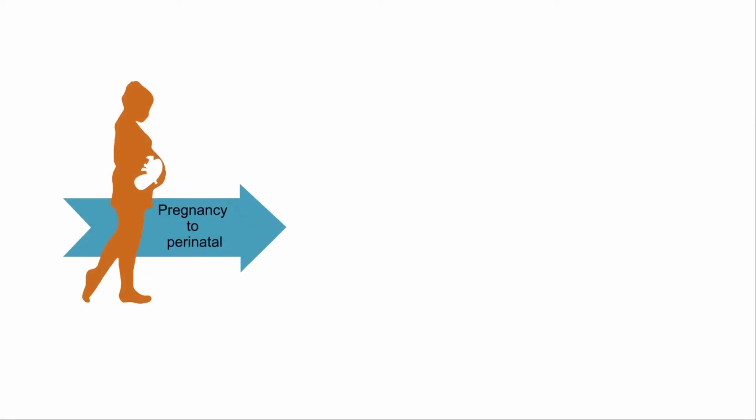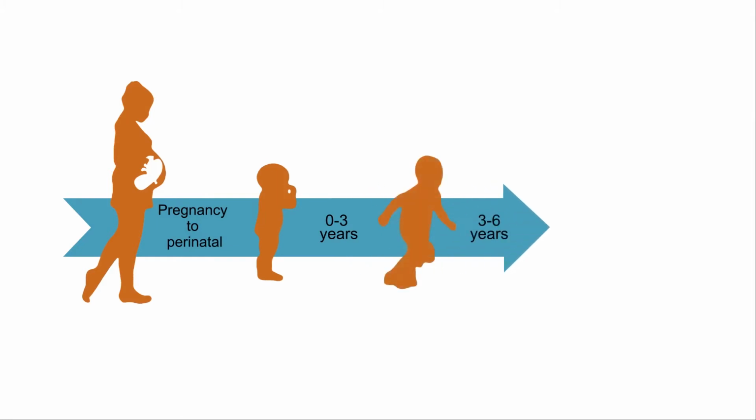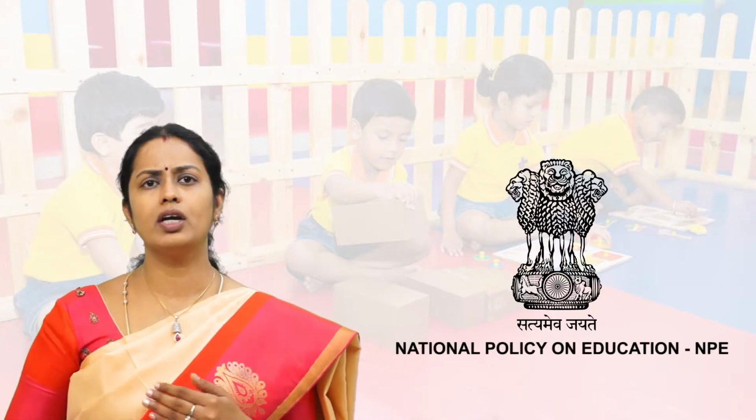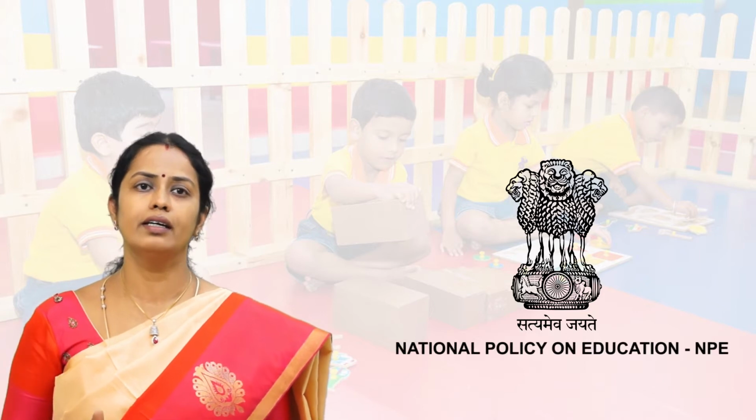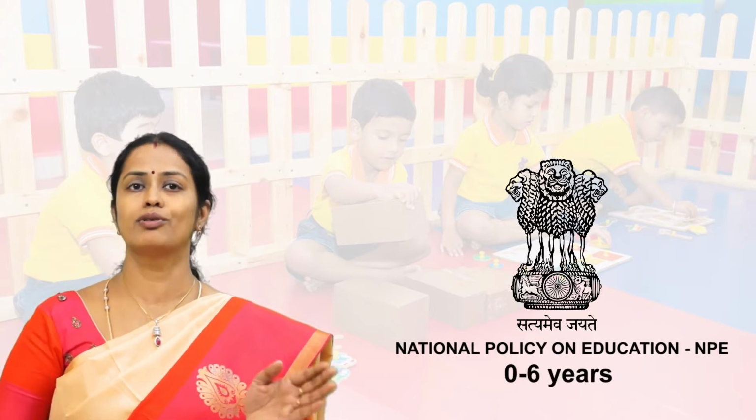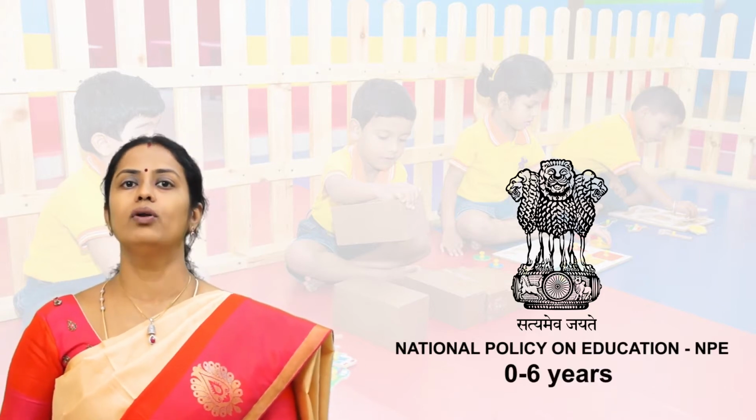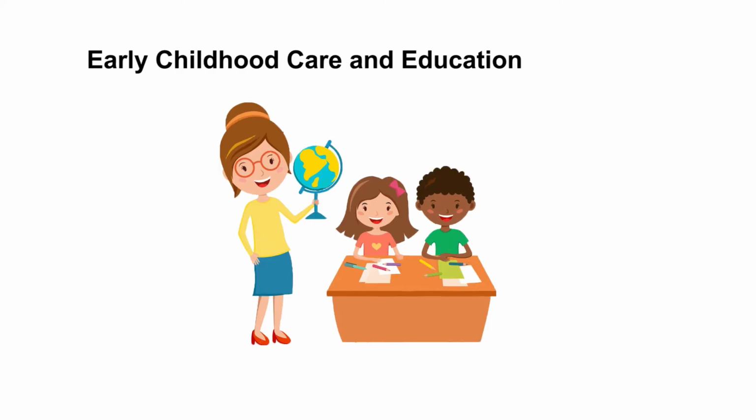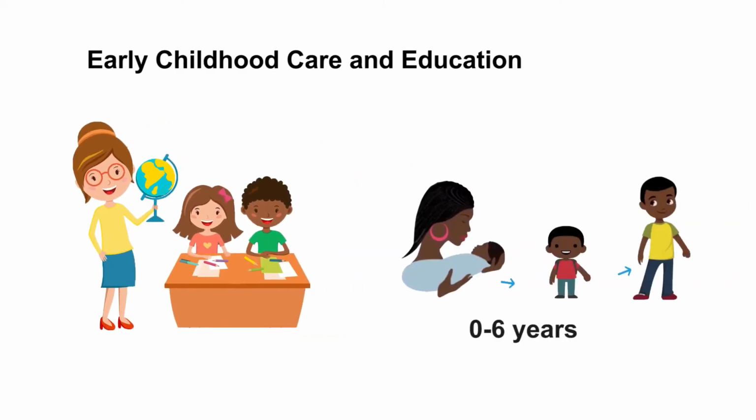The 4 substages are pregnancy to perinatal, 0 to 3 years, from 3 years to 6 years, and then from the 6th year to the 8th year. The National Policy on Education considers early years to be the period from 0 to 6 years, and following its guidelines, this course on early childhood care and education also considers early years to be from 0 to 6 years.